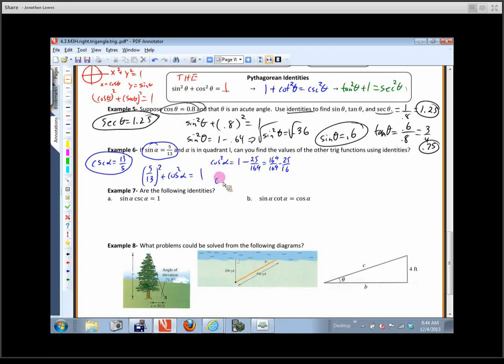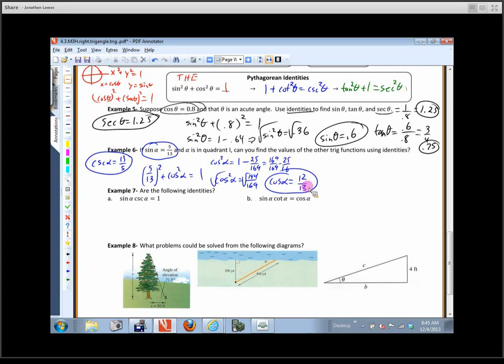And can somebody tell me something nice about that little fraction problem? The bottom's still 169. What's the numerator? 169 minus 25. 144. What's nice about that fraction? They're both perfect squares. So when I take the square root, I get this. I get the cosine of alpha is equal to square root of 144 is 12, and the square root of 169 is 13. So I get some nice numbers.